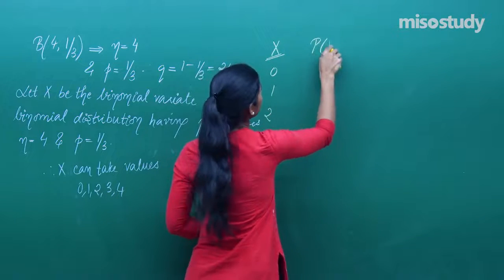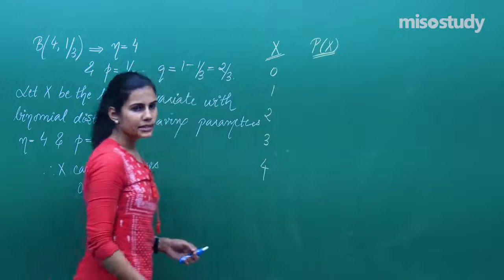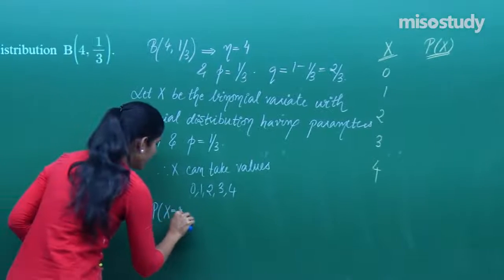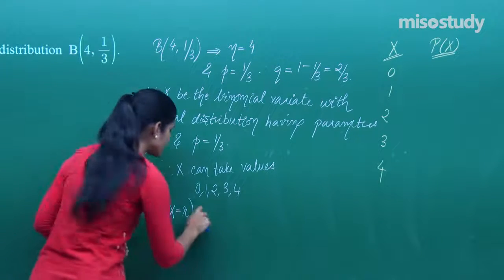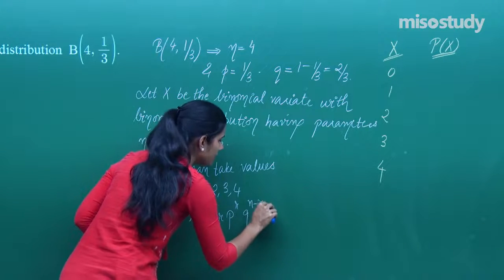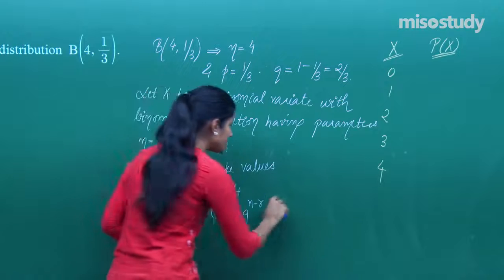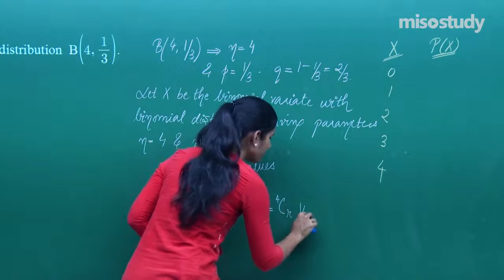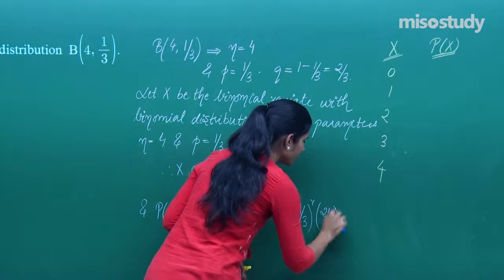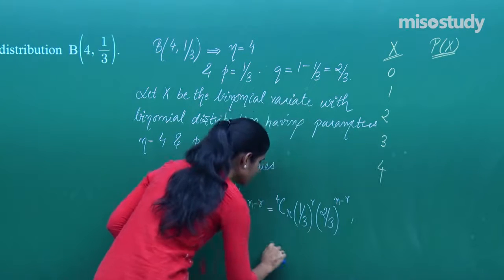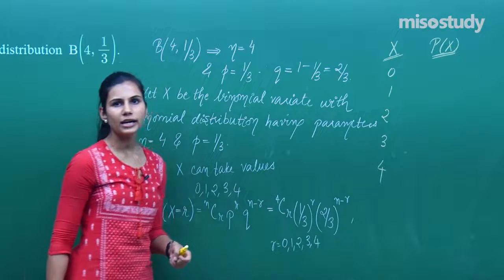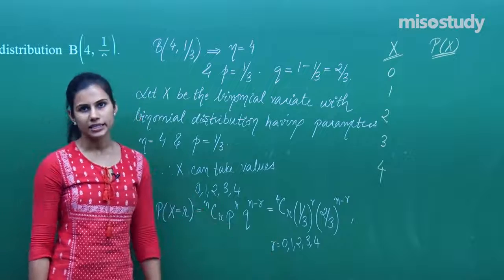What are the respective probabilities? You know that probability of r successes occurring in n trials is given by nCr p to the power r q to the power n minus r, which is what? N is 4, 4Cr, p is 1 by 3 to the power r, q is 2 by 3 to the power n minus r. R successes means 0, 1, 2, 3, 4. Because maximum there are 4 trials. So in 4 trials you can have these many successes.